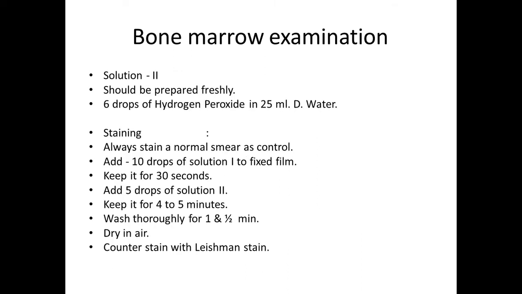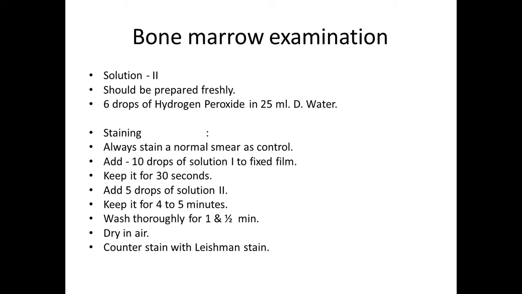Now solution 2 is freshly prepared. So when you want to stain the smears with myeloperoxidase, this solution 2 is prepared by taking 6 drops of hydrogen peroxide in 25 ml of distilled water. Now after preparation of solution 1 and solution 2, we proceed further for myeloperoxidase staining.